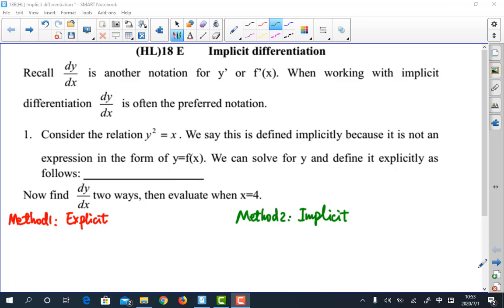18E, Implicit Differentiation. This is the lesson for HR students only. Let's look at what an implicit differentiation is.